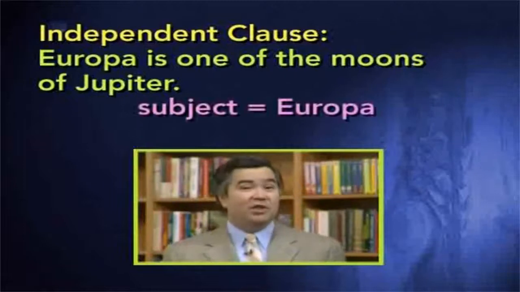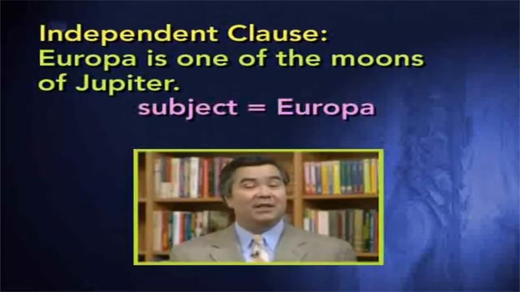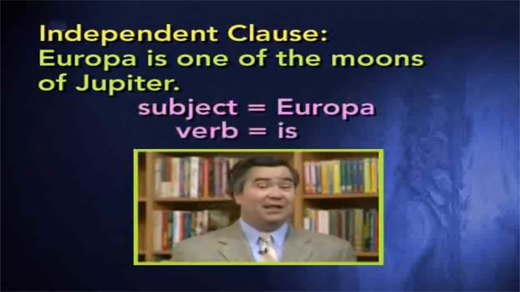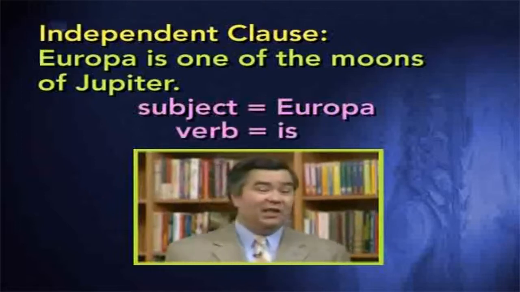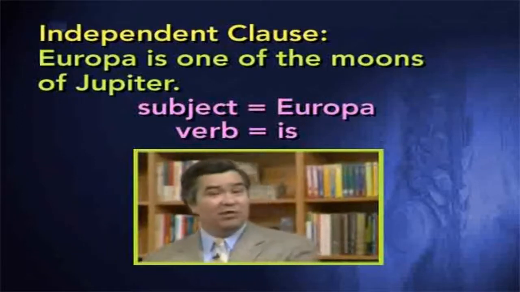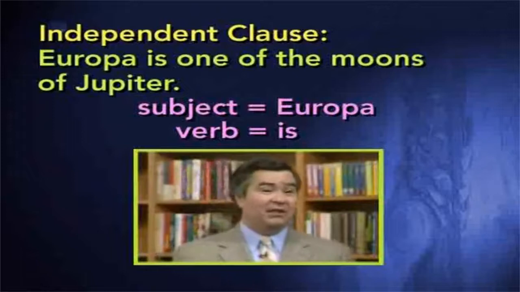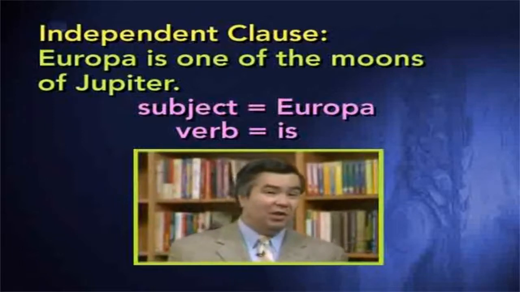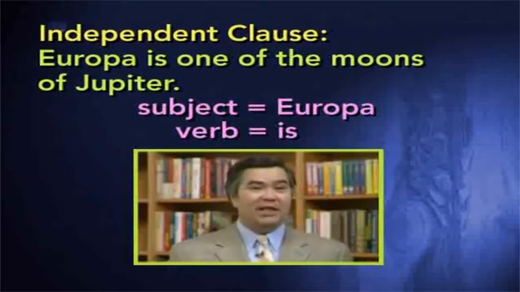The subject is Europa. Europa is what the sentence is about. The verb is. That is what Europa is or does in this sentence. It is something. And the rest of the words tell us what Europa is, one of the moons of Jupiter. So this is a clause because it contains both a subject and a verb.